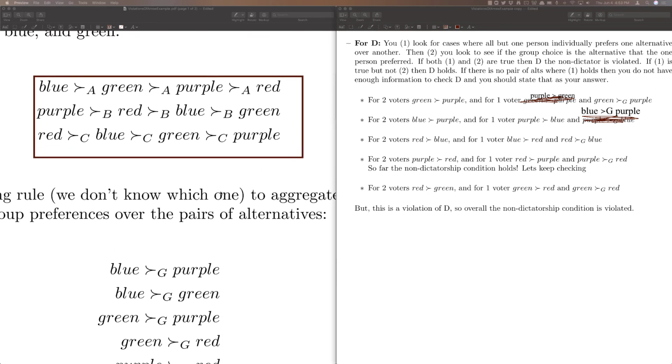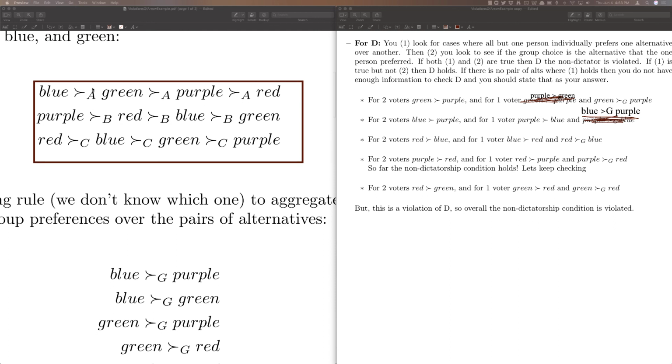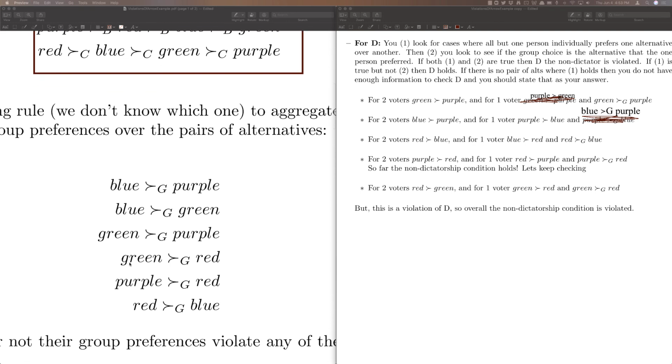What about red and green? Well, with red and green, we have this person prefers green to red, this person prefers red to green, and this person prefers red to green. So 2 prefer red to green, and 1 prefers green to red. And look at what the voting rule returns, green to red. So the one person got their way against the rest of the group, and that's a violation of non-dictatorship. And so that's how you find a violation. If you didn't find any cases, if every case you looked at, none of them violated, then you would say that D holds, the non-dictatorship condition holds.